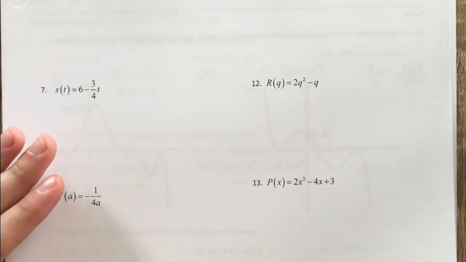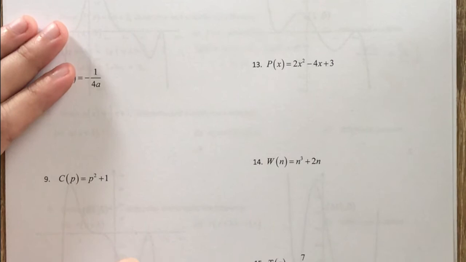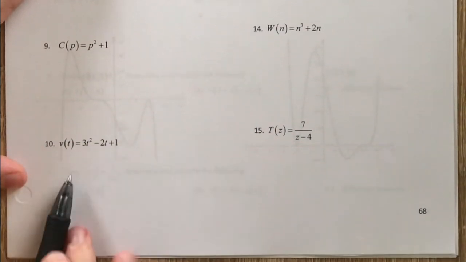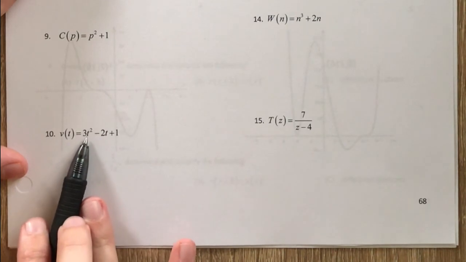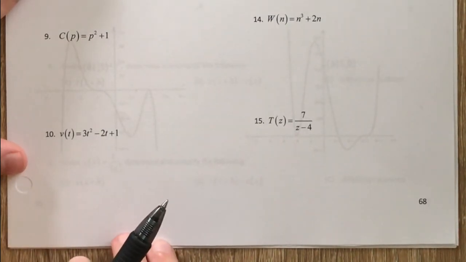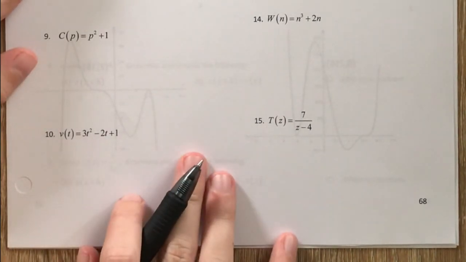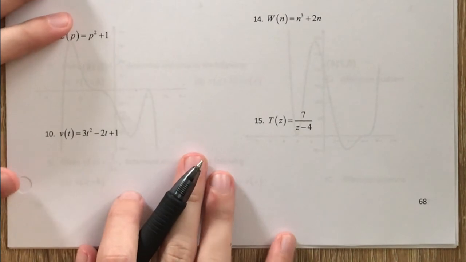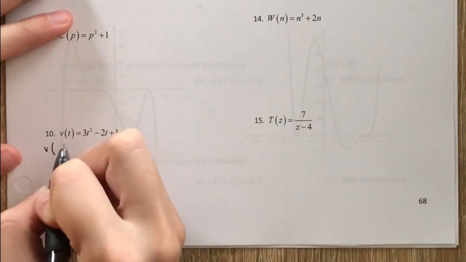All right, the next one I want to look at is on the next page. I want to look at number 10. So v of t is 3t squared minus 2t plus 1. We want to find the difference quotient. This time it doesn't necessarily lay out all the different steps for us, but we know what our 3 steps are. So we have v of t.